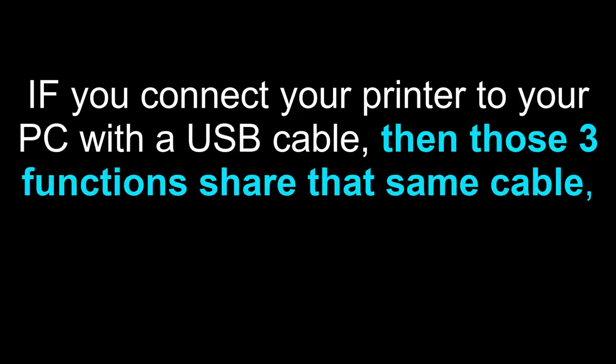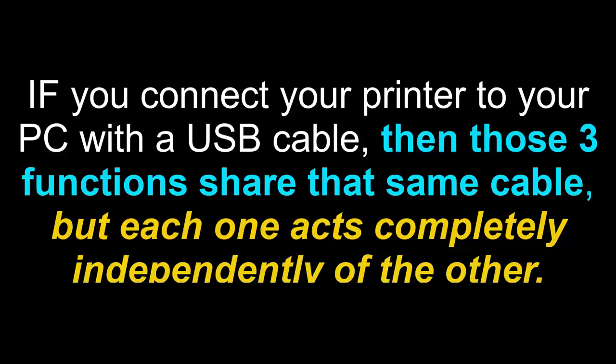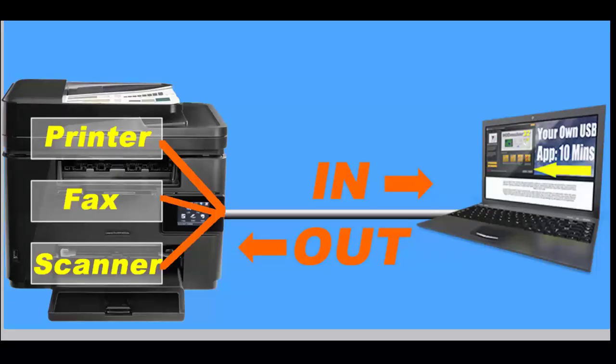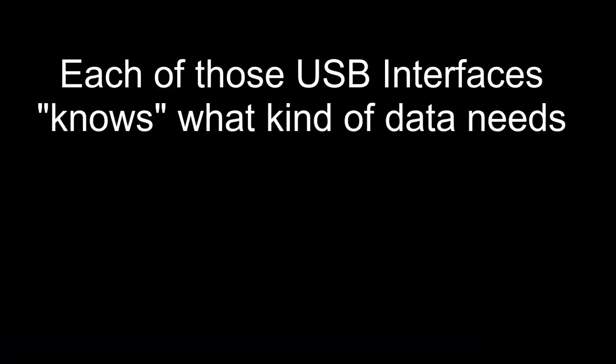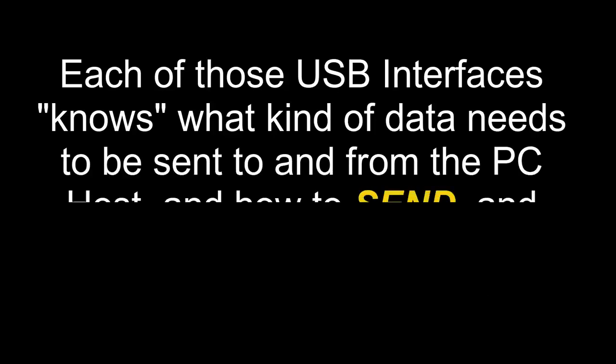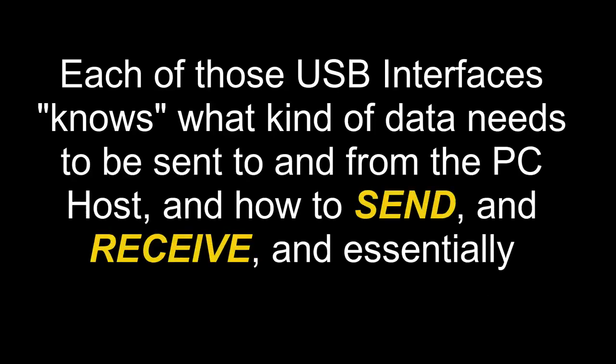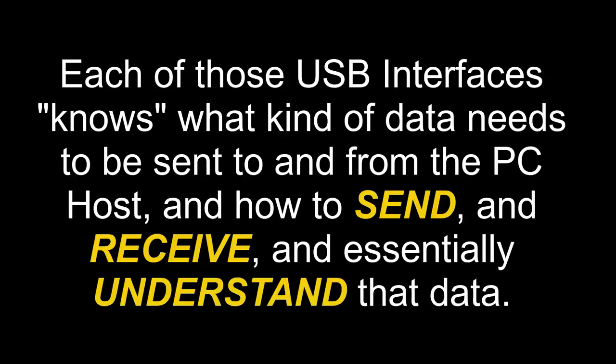If you connect your printer to your PC with a USB cable, then those three functions share that same cable, but each one acts completely independently of the other. The USB firmware in the printer's processor implements a printer interface, a fax interface, and a separate scanner interface. Each of those USB interfaces knows what kind of data needs to be sent to and from the PC host and how to send and receive and essentially understand that data.